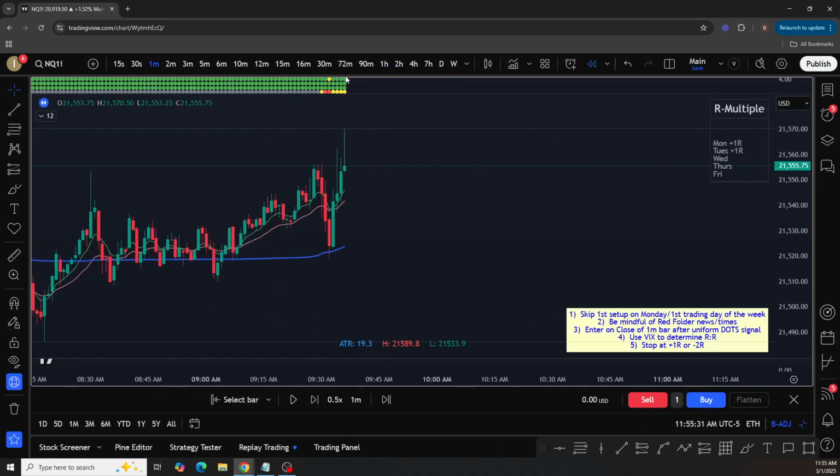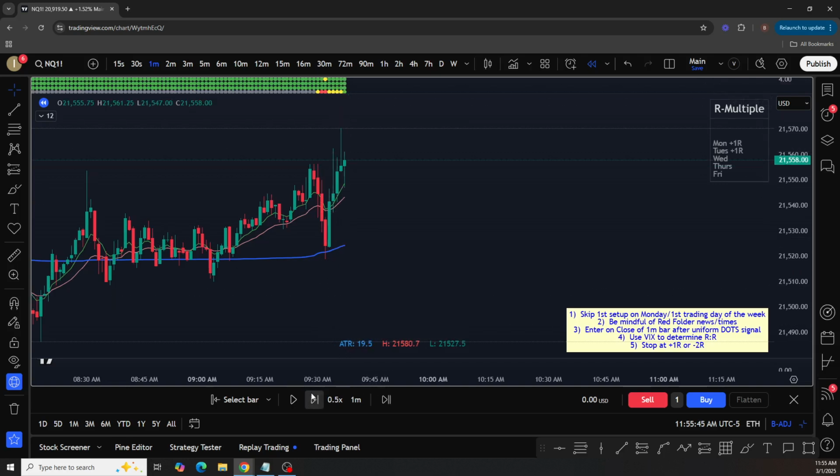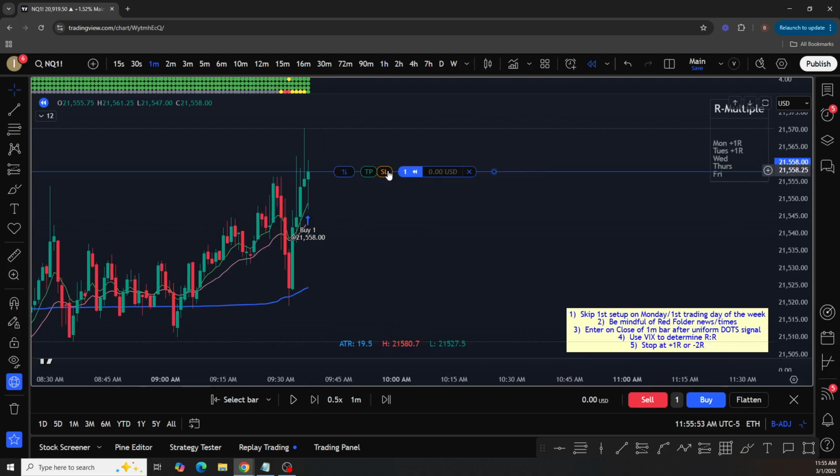So the fact that 3 of the 4 rows are green, long is my bias. So I'm waiting for this yellow dot to go green with the other rows, which it does right here. So the ATR is around 20 points. You can use an Excel spreadsheet if you want to keep your dollar amount the same. So around 20 points is around $400 for a mini.